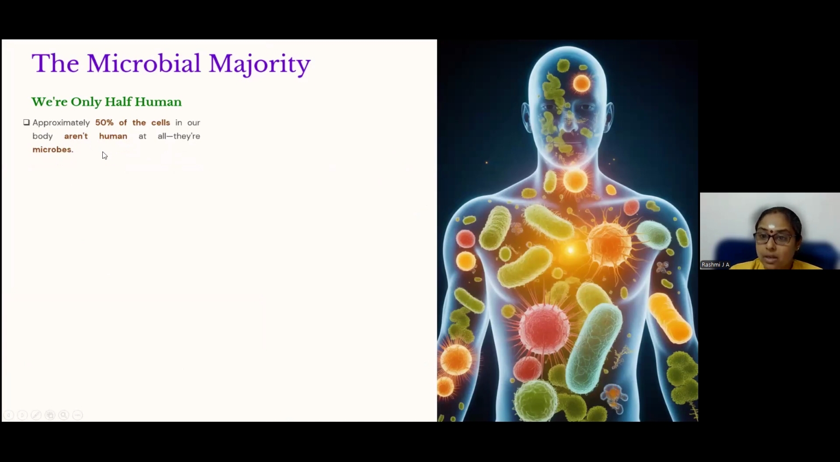They are all microbes. So if you keep a microscope near your skin or near your eyes or near your hands, you will see mostly the microbes and not your own cells. The bacteria, fungi, and protozoa outnumber our own cells, creating a complex ecosystem within us.